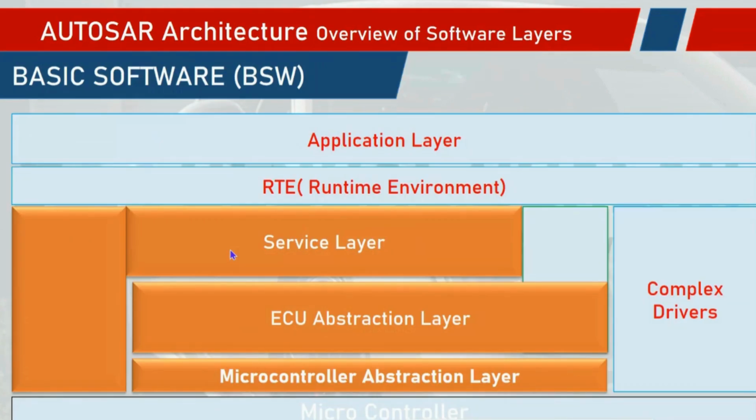Next, we have the BSW, the base software. Here the base software consists of the service layer, the ECU abstraction layer, and the microcontroller layer. It will be on top of the microcontroller layer. So, coming to the base software.